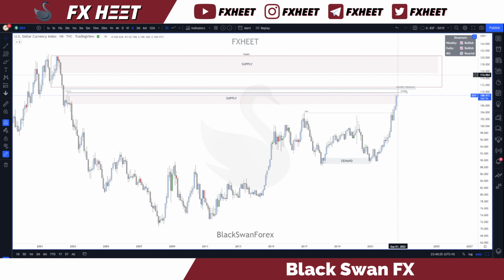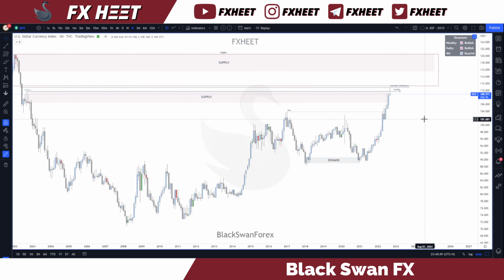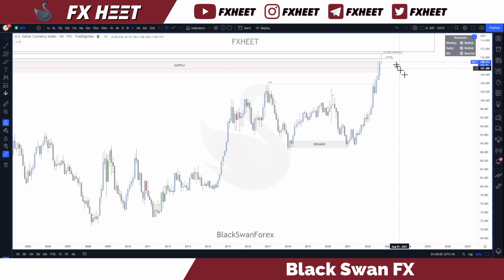Did we clear the monthly imbalance? High 786, low 880. So we nearly cleared the monthly imbalance. We missed it by a couple pips, but came very close to it. And then as you can see on the monthly time frame, we're already starting to have a massive pullback on that last candle.